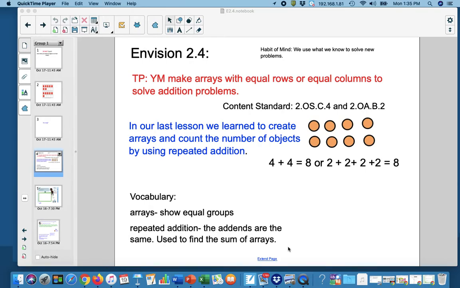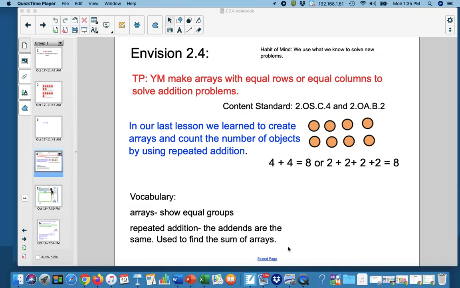Good morning, mathematicians. Today we're going to do lesson 2.4. Young mathematicians make arrays with equal rows or equal columns to solve addition problems. In our last lesson, we learned to create arrays and count the number of objects by using repeated addition.